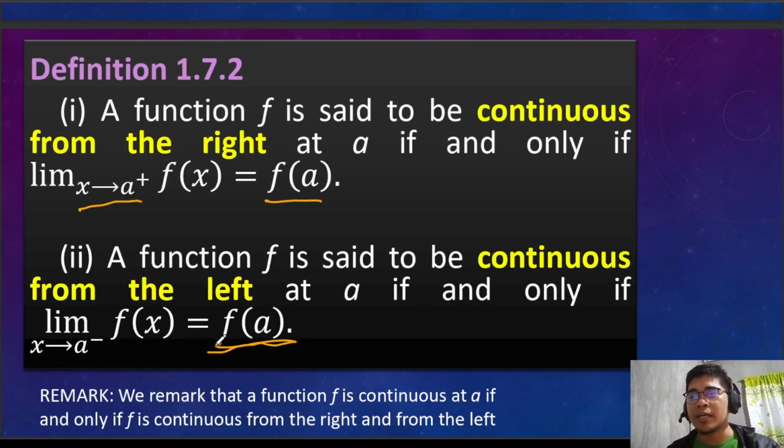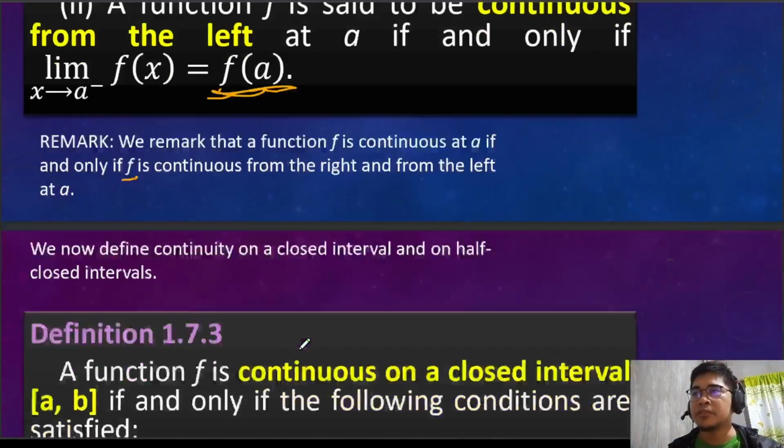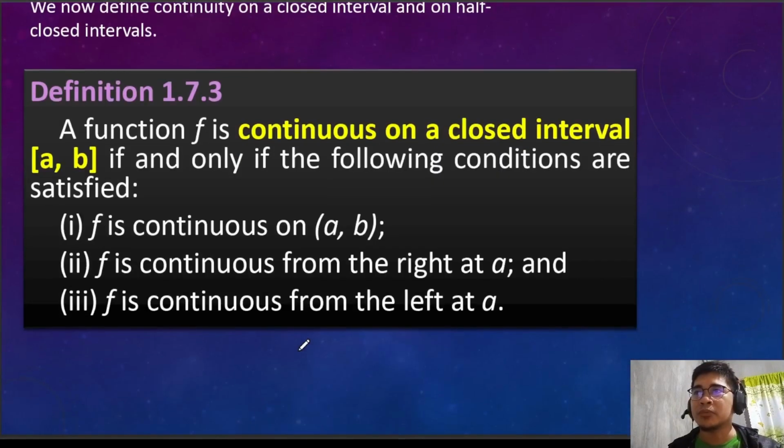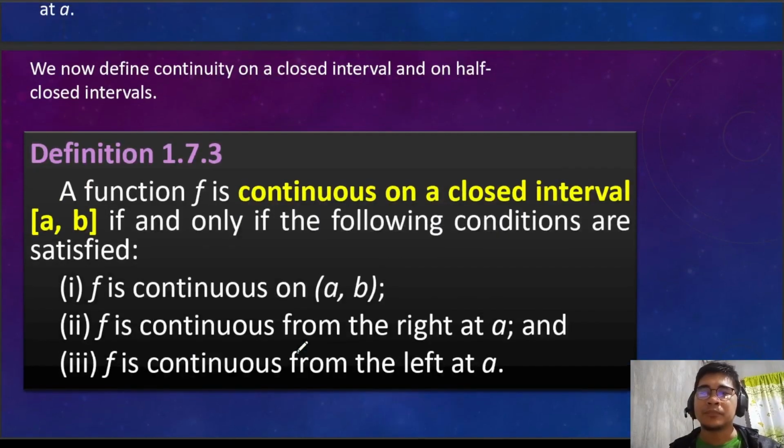So, muna siya. Dapat magkapareha si f of x ug si f of a. So, we remark that a function f is continuous at a if and only if f is continuous from the right and from the left. We can now define continuity on a closed interval and a half-closed intervals. So, naatay closed interval o half-closed interval.